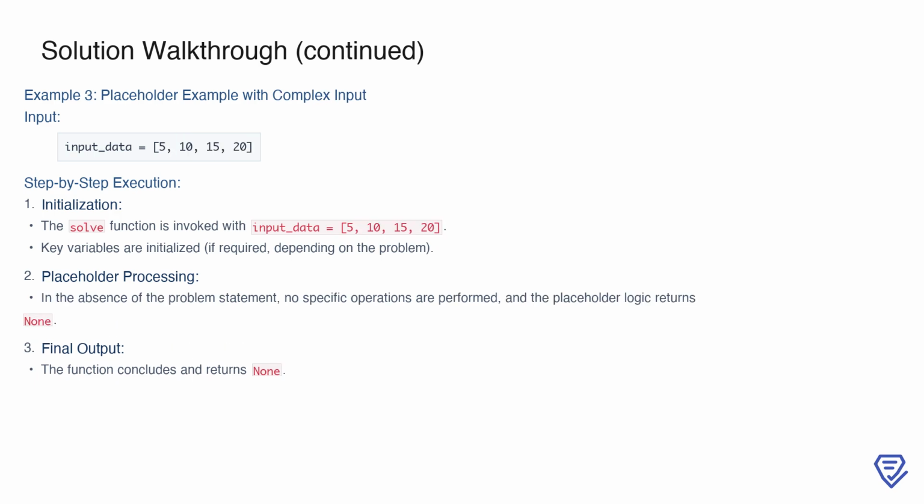In this example, the input data is a more complex list containing the values 5, 10, 15, and 20. The solve function is invoked with this input, and any necessary variables would be initialized during the first step, as required by the problem scope. However, since no specific logic has been defined, the placeholder implementation does not perform any computations or transformations on the input. As a result, the function directly returns none as the final output. This example illustrates how the function behaves consistently regardless of the input's complexity, due to the absence of problem-specific logic.